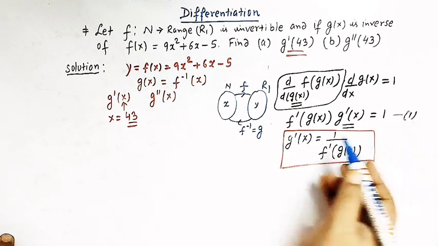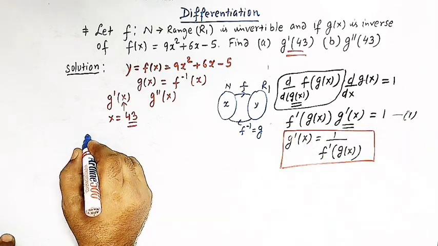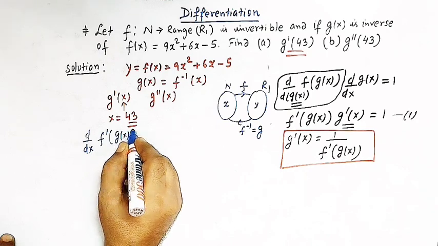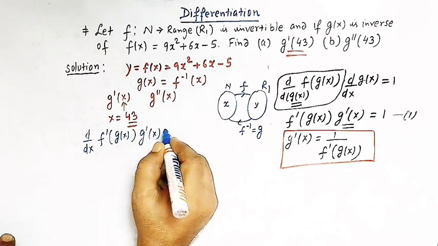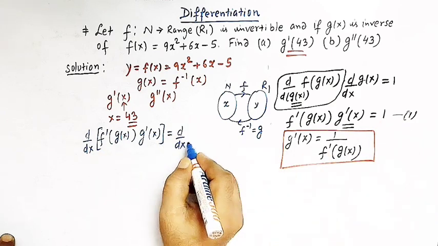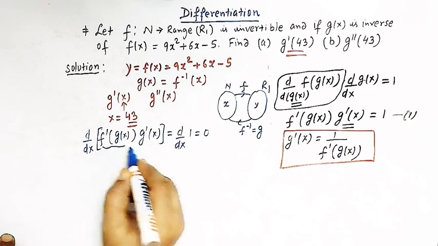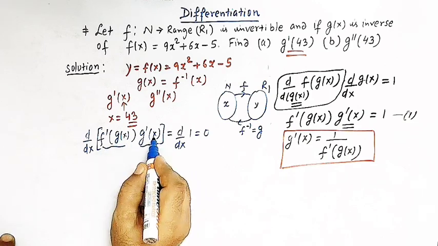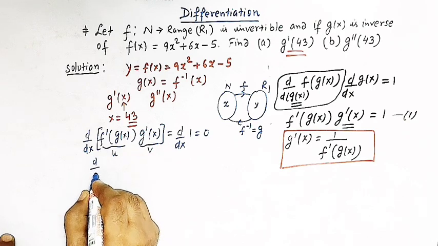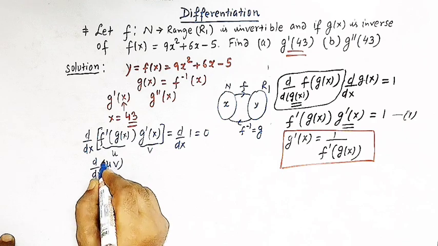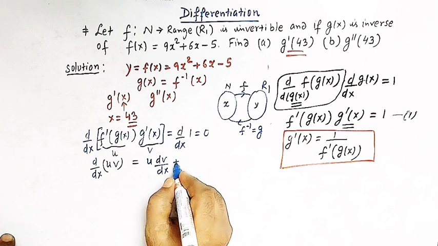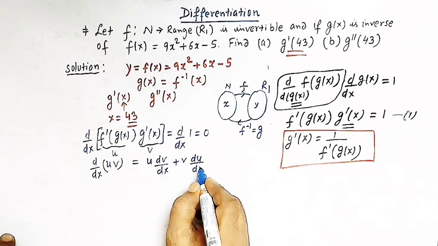So differentiating 1 with respect to x on both sides, we have d by dx of f prime of g of x times g prime of x, and the derivative of 1 is 0, being a constant. Now we have the product of two functions. Here we have u and here we have v. So we can use the product rule for differentiation, and this is equal to u dv by dx plus v du over dx.